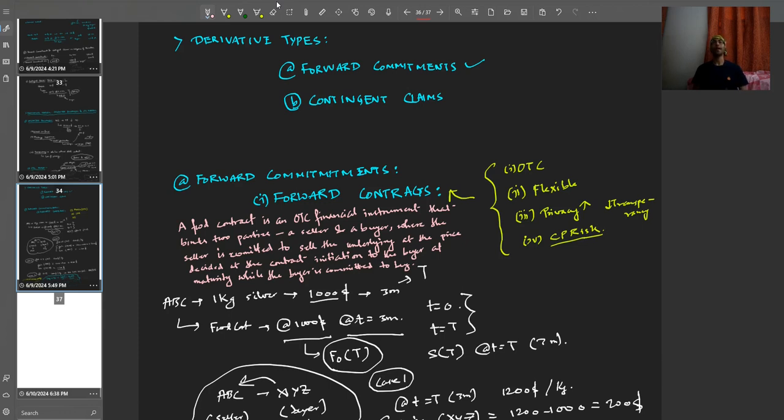So both parties are bound by the contract. They have to fulfill the commitment. So this is what a forward contract stands for.